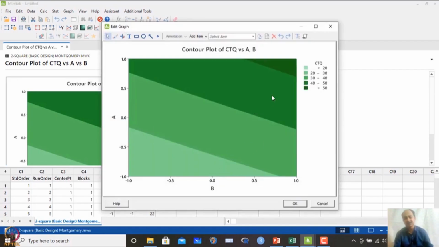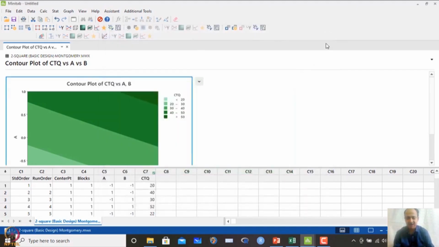If I say that CTQ has to be maximized, what I see is that B at plus level and A at plus level is giving the maximum, because both have positive coefficients, as we also saw in regression. As I increase A and B, the CTQ values will increase. That is also prominent over here in the contour plot. I told you that the contour plot is the top view of the surface plot that you have seen. So in this case I click OK.